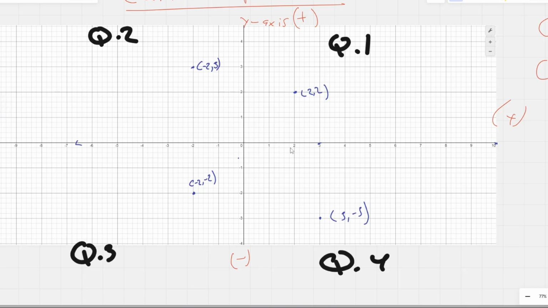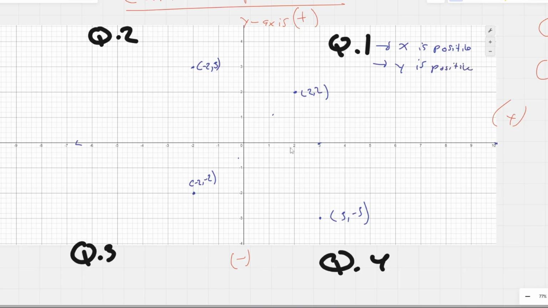Alright, so if we look here in quadrant 1, we can see what's happening to our x and y's. Both my x and my y are positive in this case. So in quadrant 1, the x is positive, and my y is positive as well.